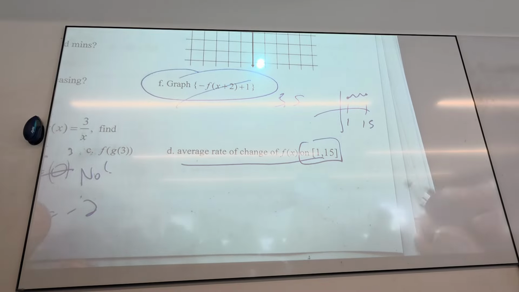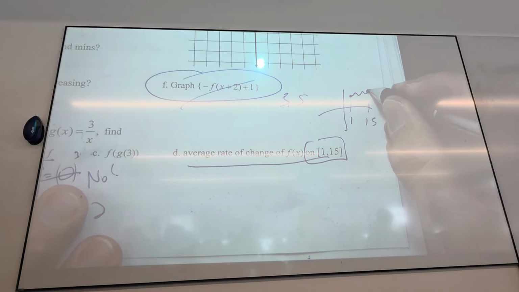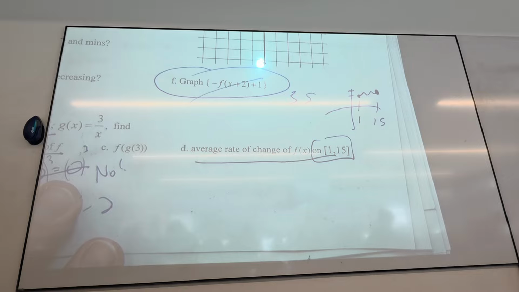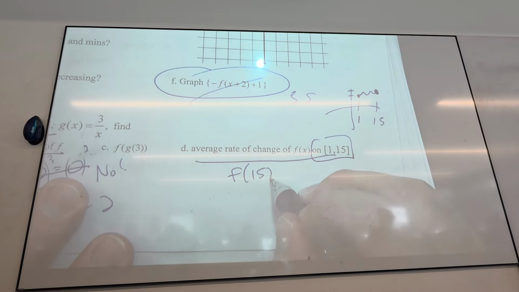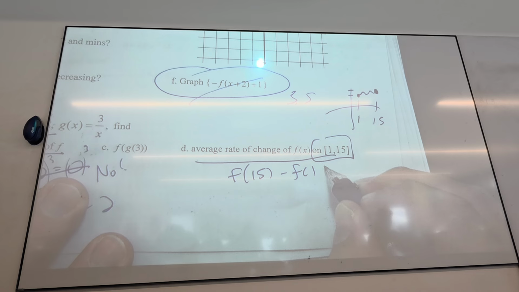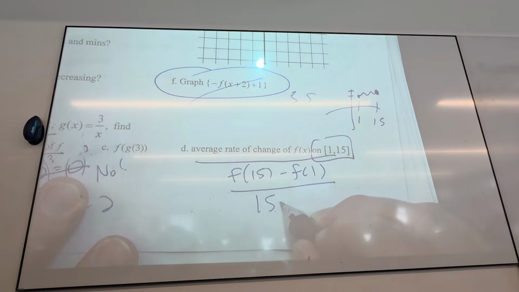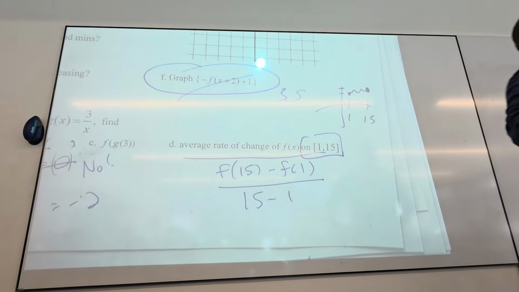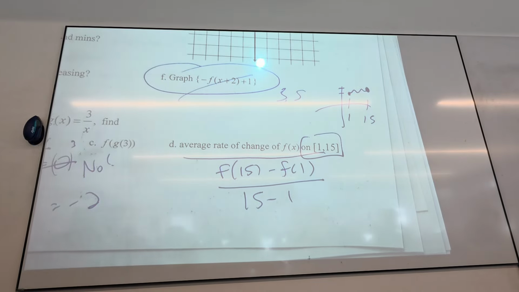So how do I do this? Well, if I only knew what the output was at 15 and what the output was at 1, I could see how different they were, yes? So if I do the function evaluated at 15 minus the function evaluated at 1 divided by 15 minus 1, that's how far it went on the x-axis. Does anyone see what formula that really is? How many outputs are in that formula? 2.